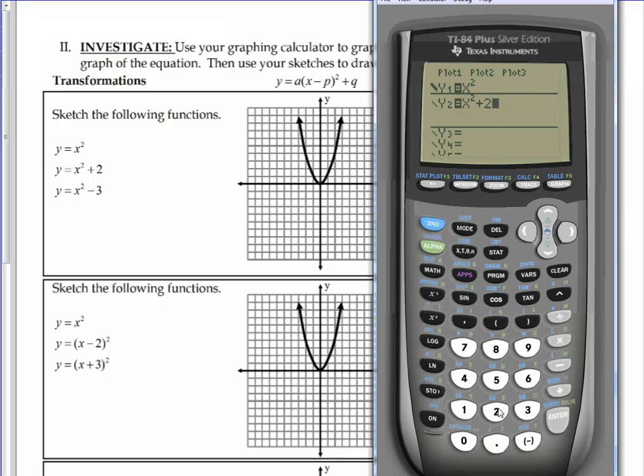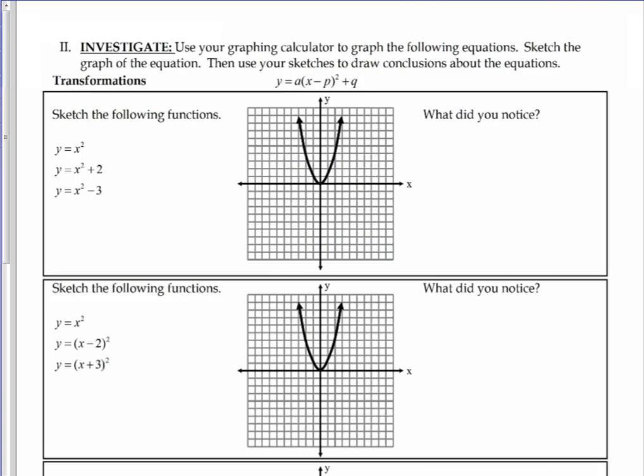Graph. You're just going to do the first one, just the one. What does it look like? What does it look like is happening here? You went up by 2, and that's exactly what's happening. Okay. So this x squared graph, right?